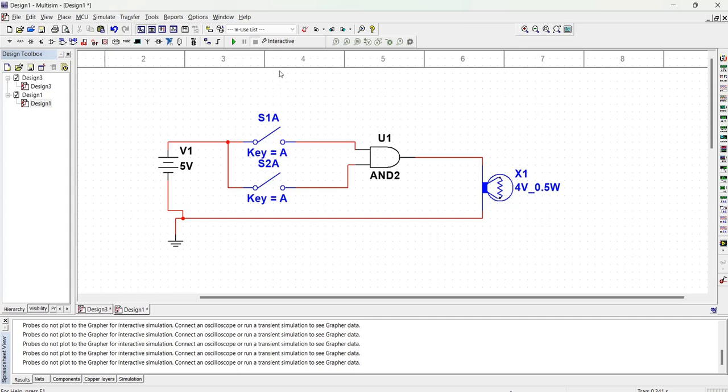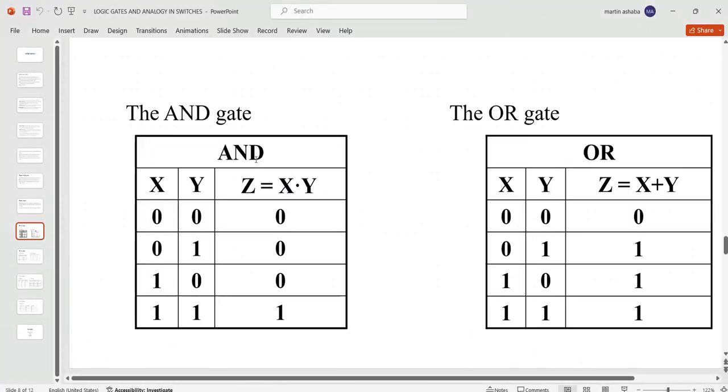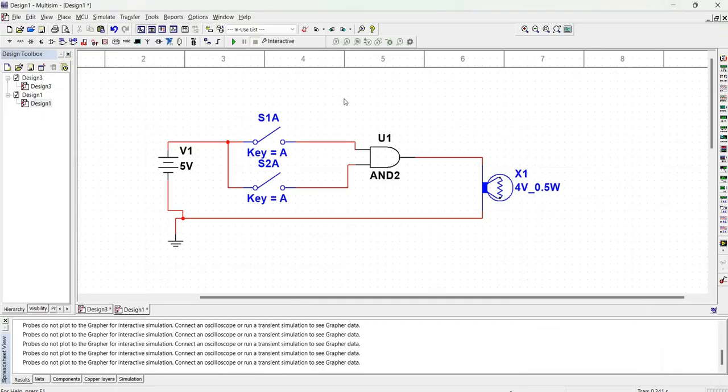So let's move ahead and first of all test this circuit using our truth table. So we have an AND gate with two inputs all being low. So if they are all low, our output is going to be low. So let's run this circuit and see. Okay, so there is no light on this bulb, and so our output is low.